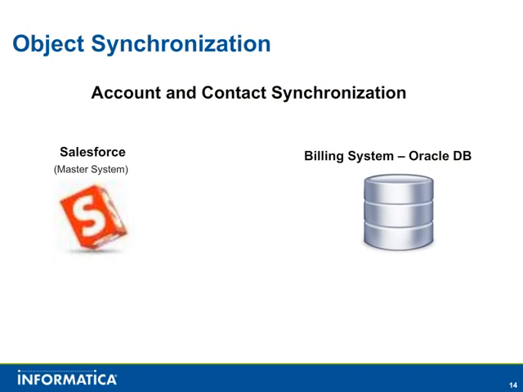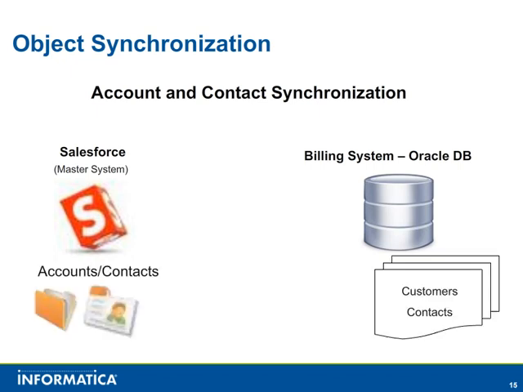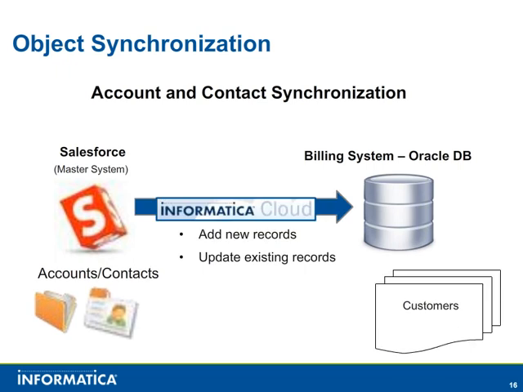Let's look in more detail at one of the most common object synchronization scenarios, account and contact synchronization. In this example, a company is using Salesforce for their CRM and an on-premise billing system built on top of an Oracle database. The company stores information about customers and contacts in each of these systems. When an account is added or updated in the master system, in this case Salesforce, Informatica Cloud is used to create a new account record or update the existing account record in the billing system.